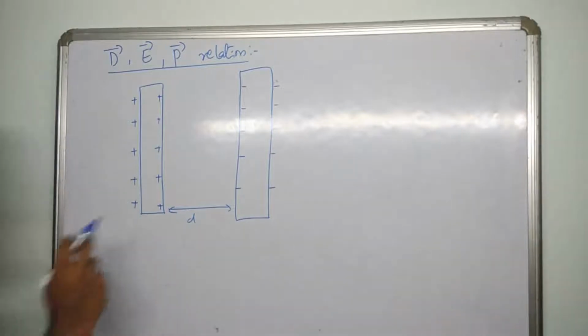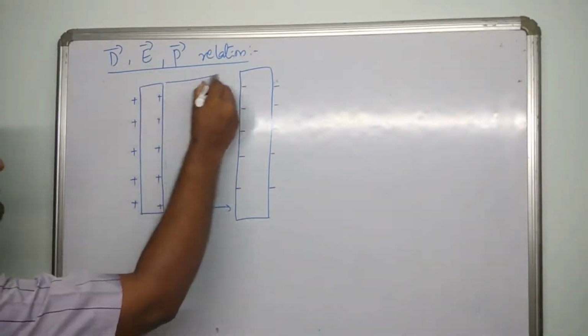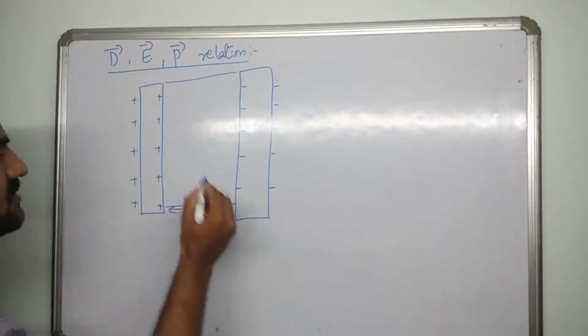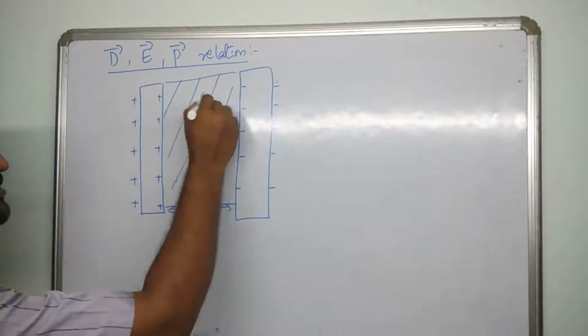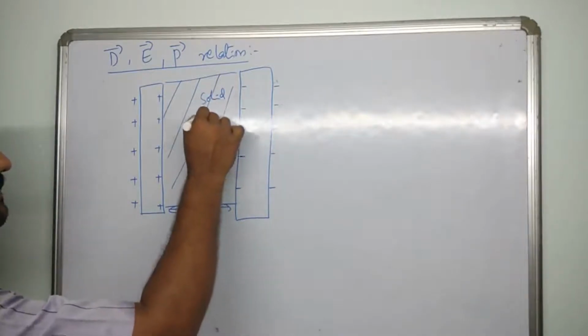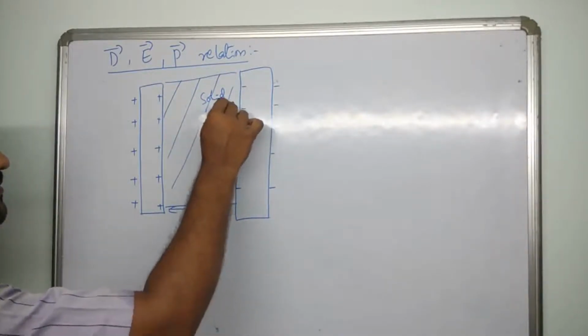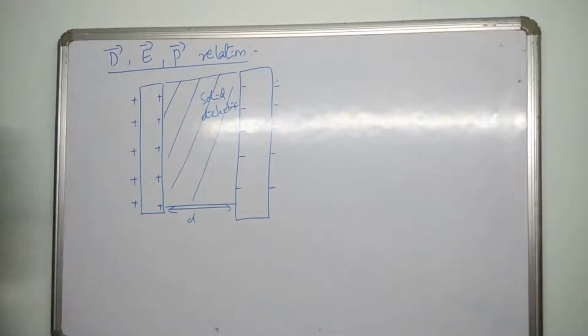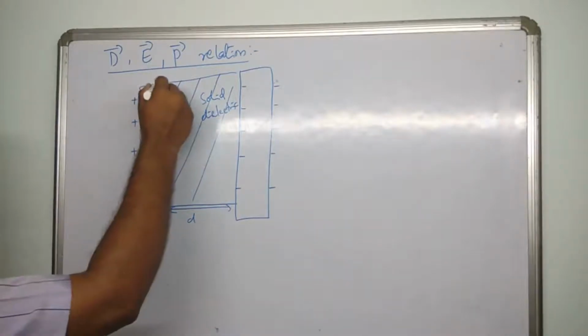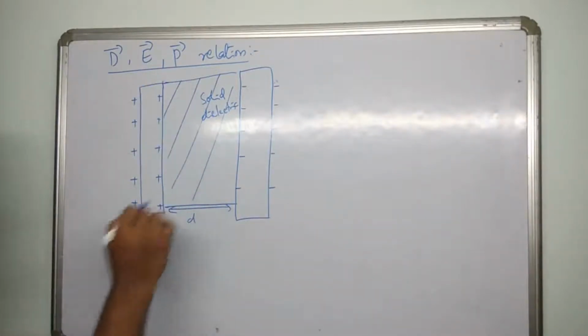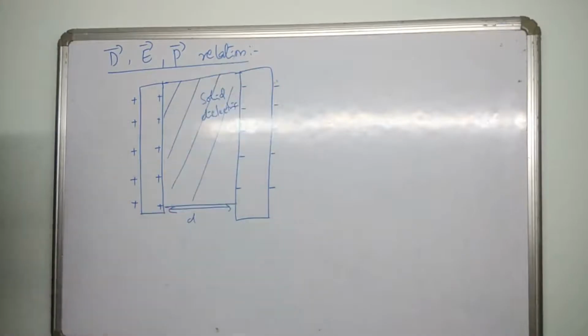Now instead of considering empty space, let us suppose that we have filled this region with a solid dielectric. So suppose that this is a solid dielectric. We also consider a dielectric constant for this, which I will introduce later. So some solid dielectric is filled over here in the gap, within the gap. It's an insulator, electrical insulator.